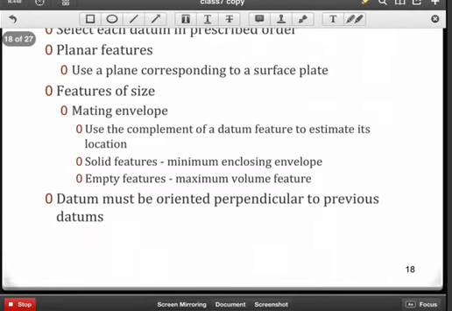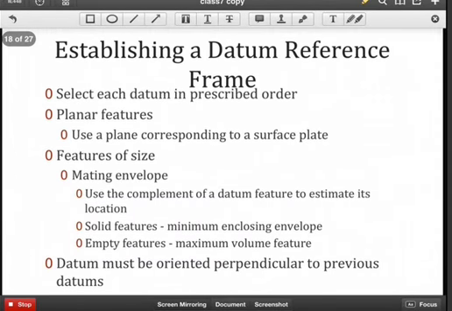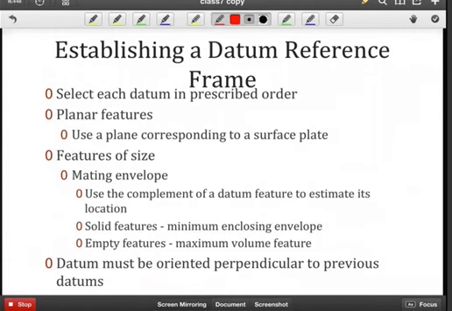So when we actually create a datum reference frame on a part that we've just manufactured, we should think about our datums in the prescribed order. And so we'll try to establish them. By establish, we mean locate and orient our part with respect to that.